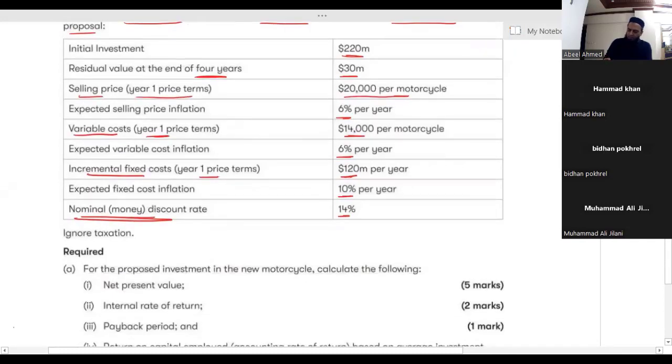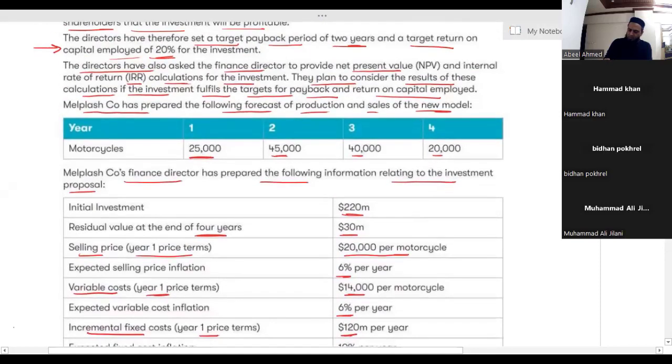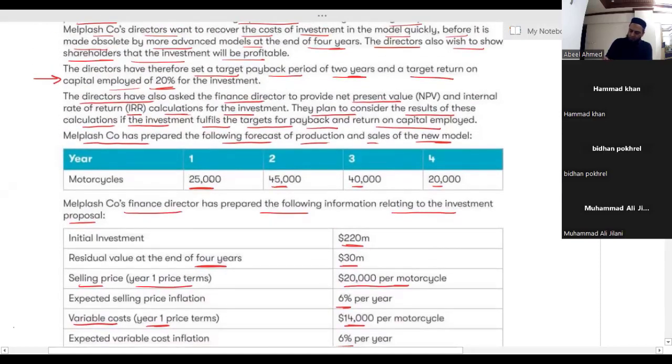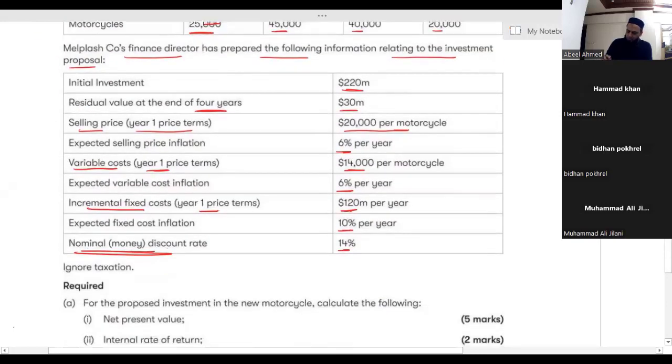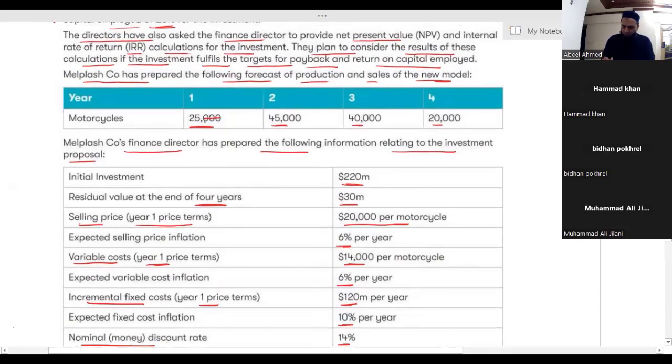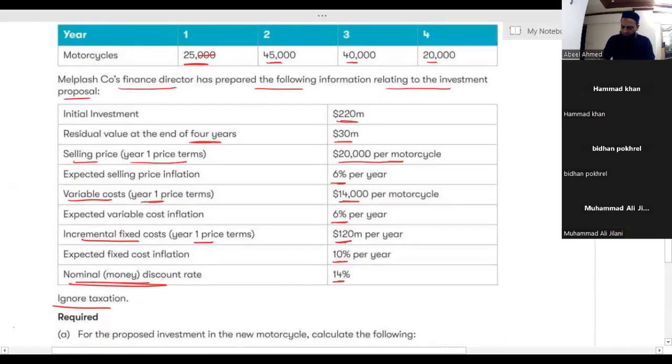We need to calculate NPV. Now listen, I'm just ignoring 3 zeros of the sales volume. And what else? Ignore taxation. The question says ignore tax. It means there will be no calculation of tax saving from capital allowances. I'm ignoring 3 zeros from the motorcycle volume and 3 zeros from the selling price to keep the calculation simple.